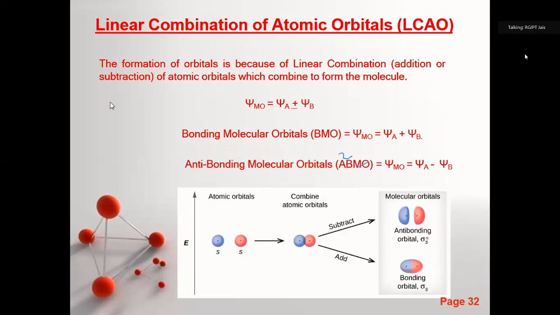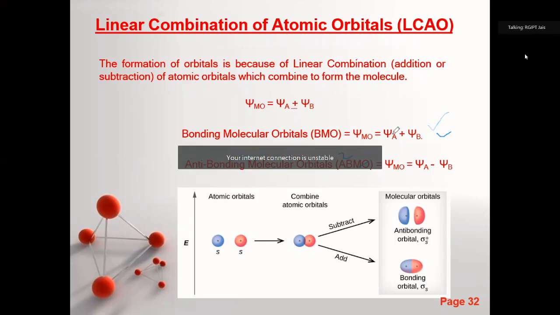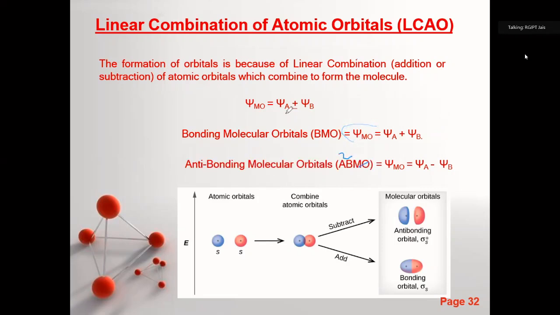The linear combination of atomic orbitals, in the form of a wave function, is either an addition or a subtraction. The addition of atomic orbitals in the form of waves forms a bonding molecular orbital. The contribution of A and B is either positive or negative.